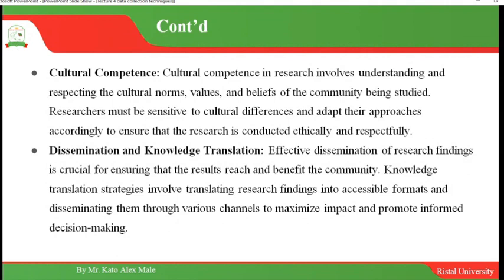Researchers must be sensitive to cultural differences and adapt their approaches accordingly to ensure that the research is conducted ethically and respectfully. I can give an example here in Uganda, because that's where I live right now as I'm teaching you online. Here, there is a tribe called the Baganda. The Baganda people expect a woman to kneel down when greeting them. And if you are a man, you should stand gently when you are greeting them.